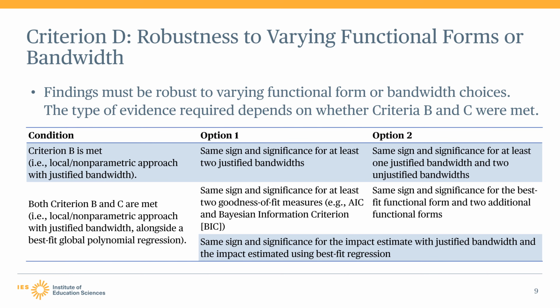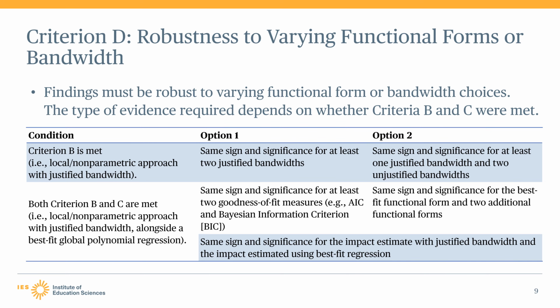First, if findings from robustness checks demonstrate that the sign and significance of impact estimates is the same for a total of at least two justified bandwidths. Two impacts are considered to have the same significance if they are both statistically significant at the 5% significance level, or if neither of them is statistically significant at the 5% significance level.